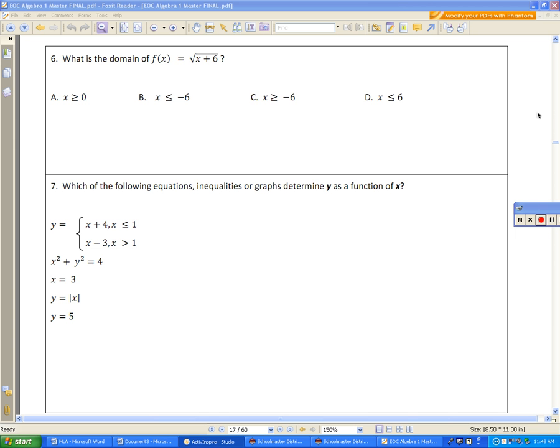All right, so let's see what you have learned. What is the domain of f of x equals the square root of x plus 6? What's the smallest number I can put in for x in that? No, he just says whatever number it is.